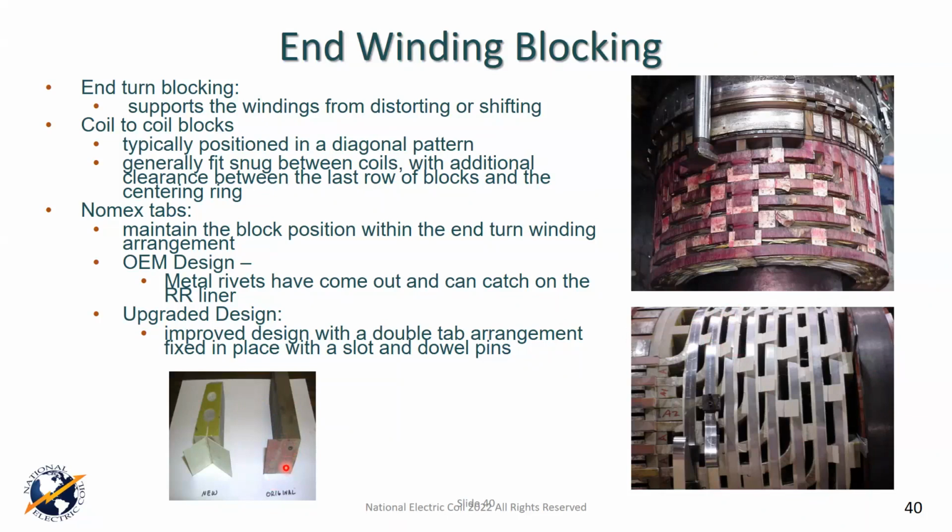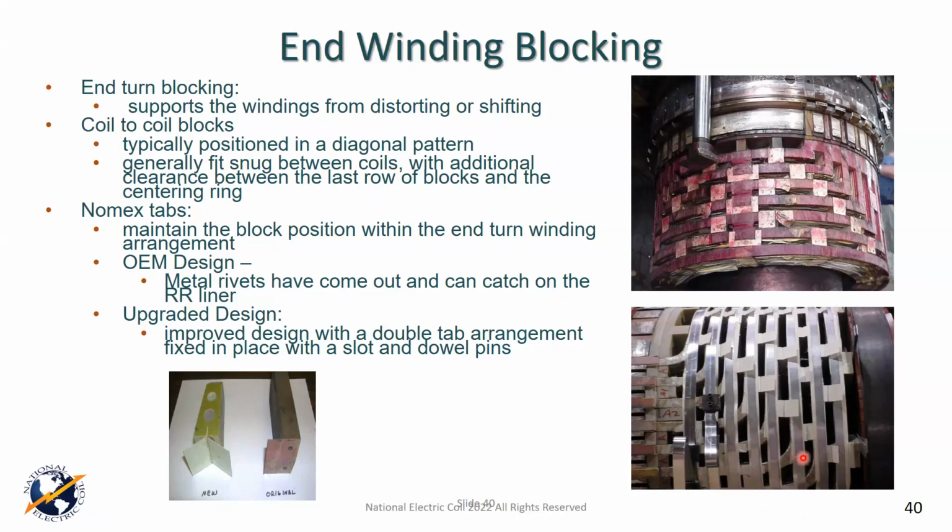This one has pop rivets as the way the original OEM had, holding that tab on. We tend to modify those with one that has a double tab so it secures on both sides, but we glue it into the block and we pin it from the sides. It gets rid of the pop rivet, because we've seen some of those pop rivets get loose over time, and they can wear through the retaining ring liner and create problems. So this is an upgraded blocking design.